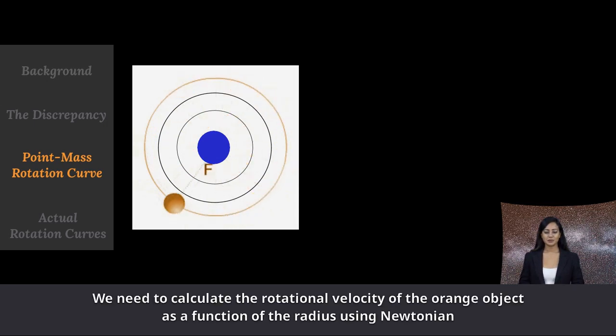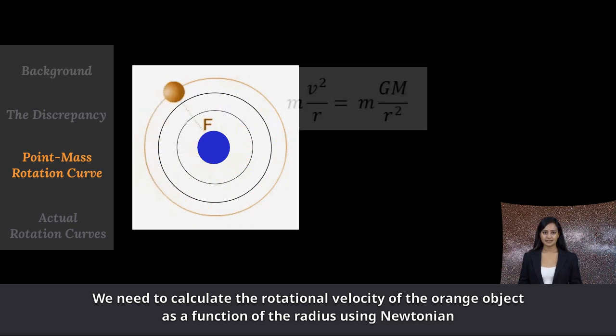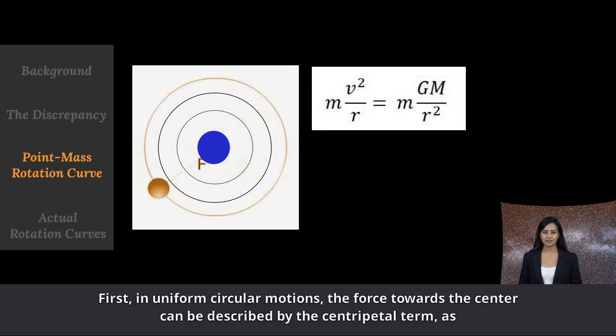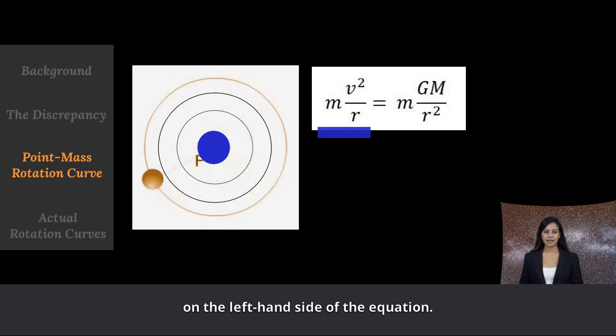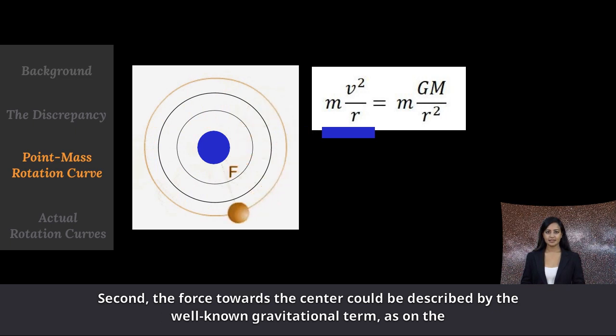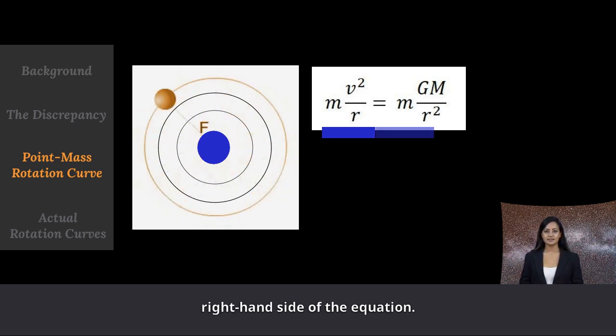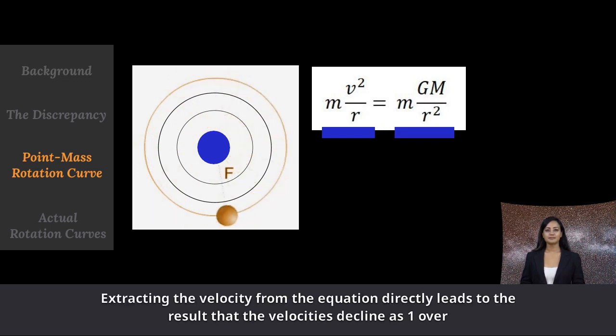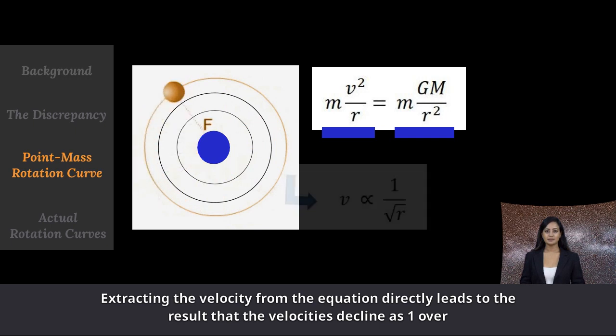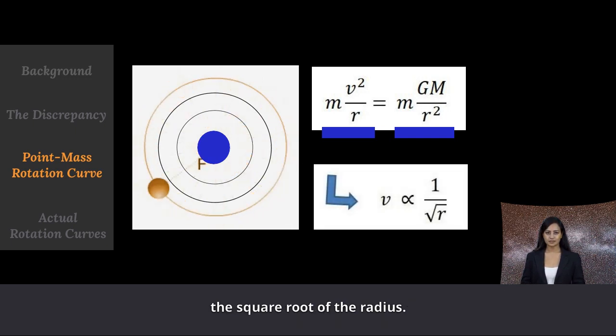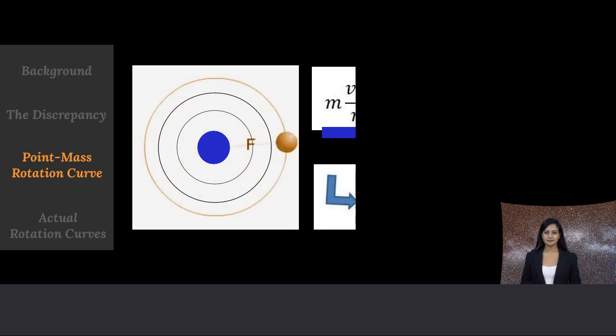We need to calculate the rotational velocity of the orange object as a function of the radius using Newtonian physics. First, in uniform circular motions, the force towards the center can be described by the centripetal term, as on the left-hand side of the equation. Second, the force towards the center could be described by the well-known gravitational term, as on the right-hand side of the equation. Extracting the velocity from the equation directly leads to the result that the velocities decline as 1 over the square root of the radius.